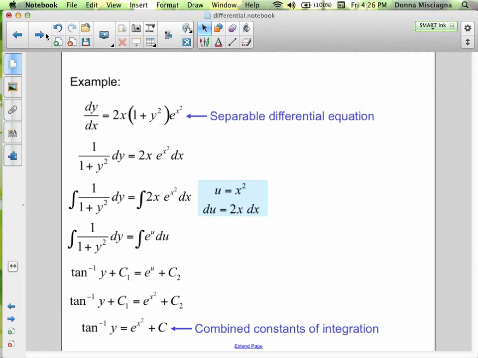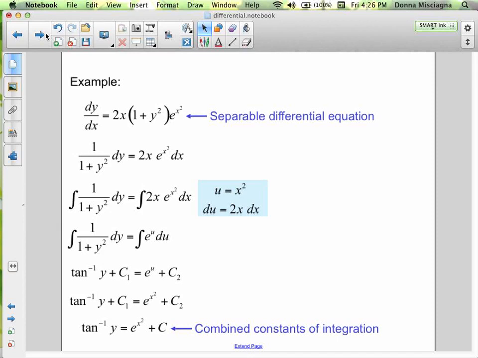And it's separable because I can separate them using multiplication and division. They're not so stuck together that I can't get the x's from the y's. All right, so now we're going to multiply or divide, however you want to think of it. Either I'm multiplying by 1 over 1 plus y squared, or I'm dividing both sides by 1 plus y squared. And that moves that y term over.